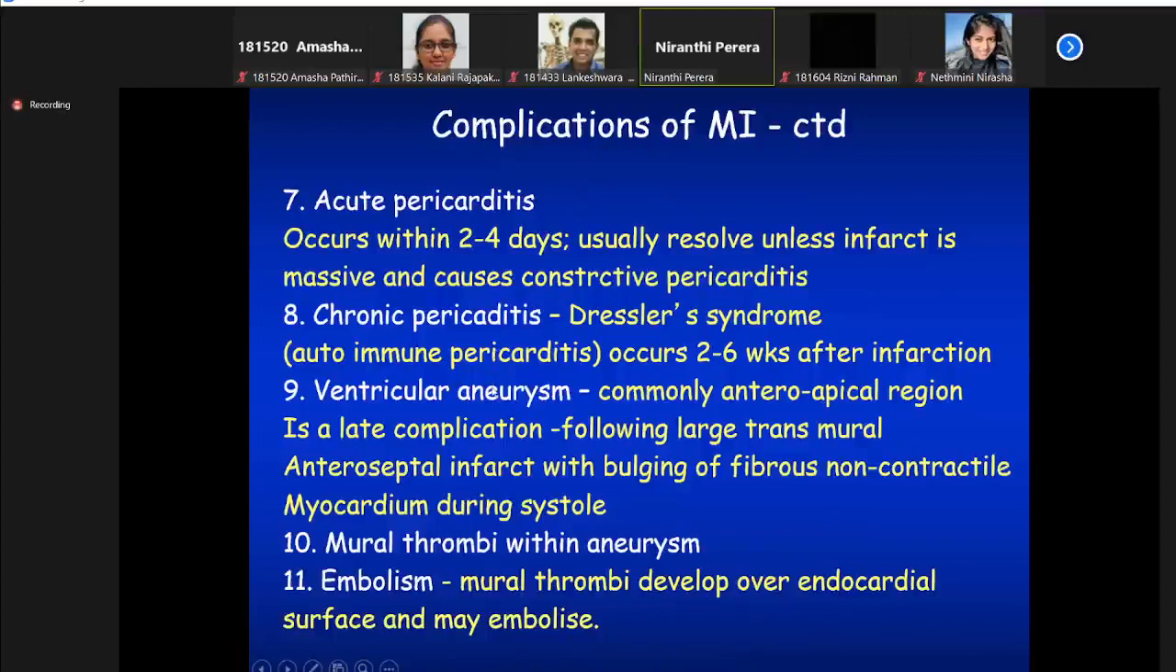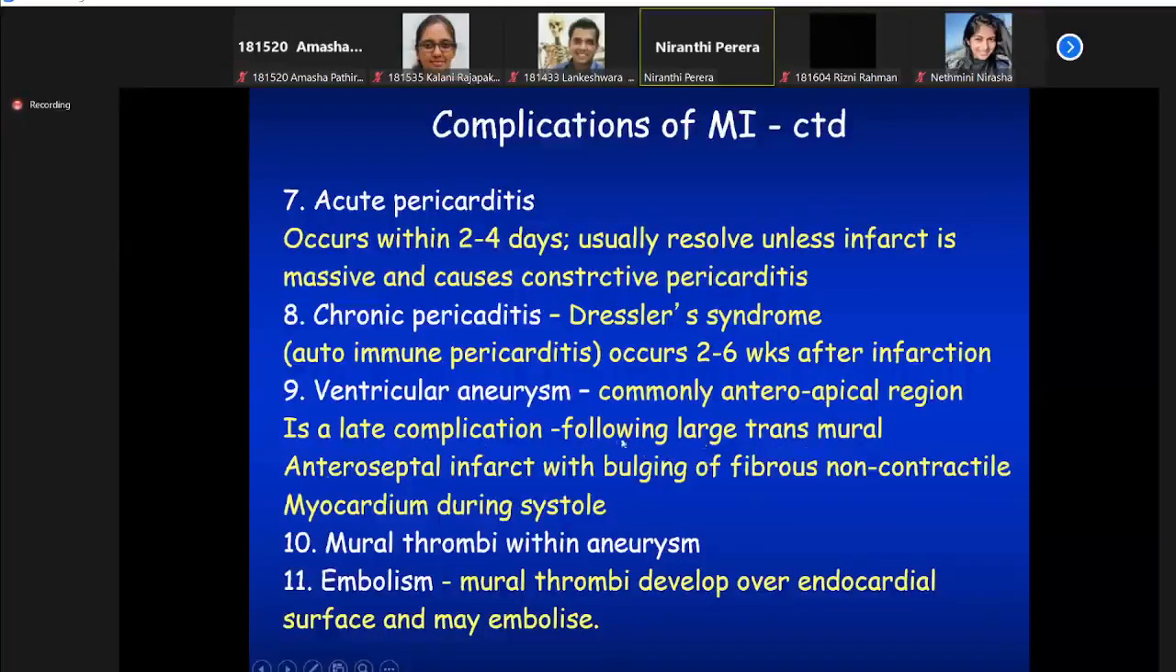Much later, when this infarct has undergone fibrosis, scar formation and repair, the heart continues to pump, but that fibrous tissue obviously is not contractile. Therefore, you will get ballooning out of that area, and you get an aneurysm being formed in the ventricle. That's a late complication. I'll show you all these pictures in a minute.